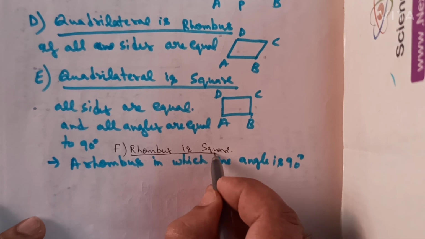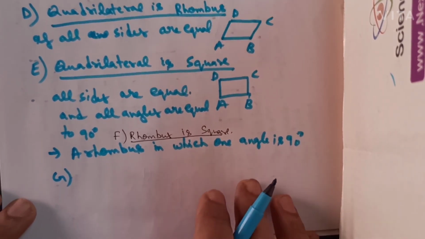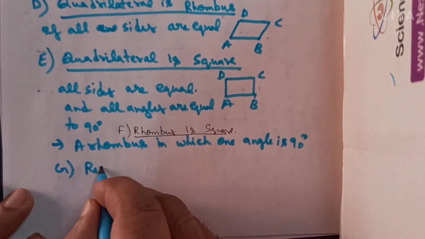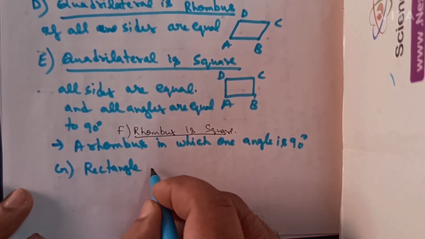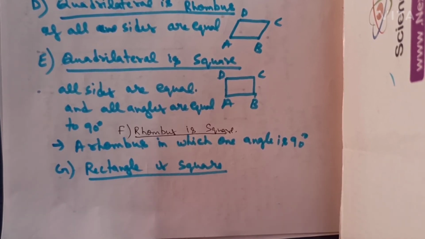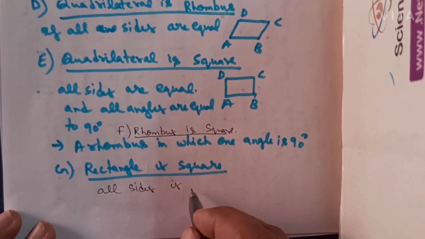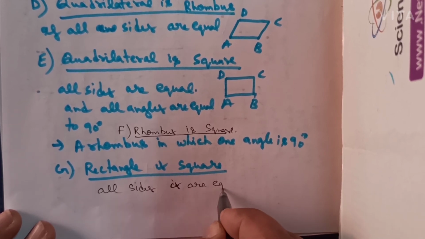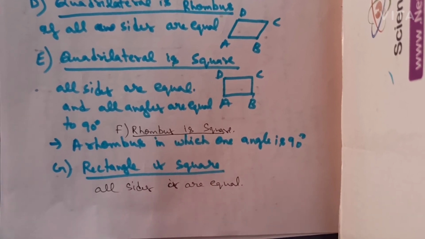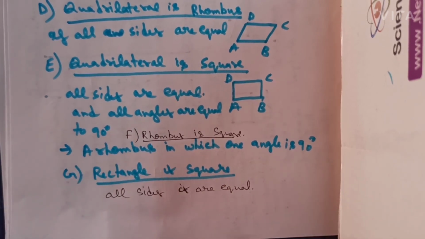Similarly, if we talk about G, that is, a rectangle is a square. So this, though you know, is a rectangle in which all sides are equal, then it is a square. So I hope we have discussed all the conversions. The rest of the conversions, similarly you can derive all other conversions.